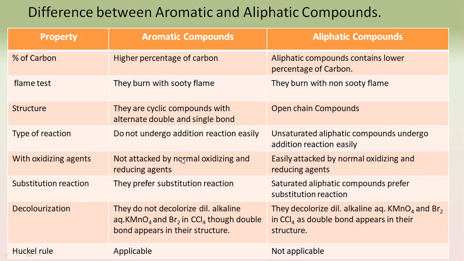This is the type of reaction. Aromatic compounds show the substitution reaction. Whereas in case of aliphatic compounds, saturated aliphatic compounds prefer substitution reaction. Now see an example: alkanes show the substitution reaction. Why? Because alkanes are saturated aliphatic compounds.